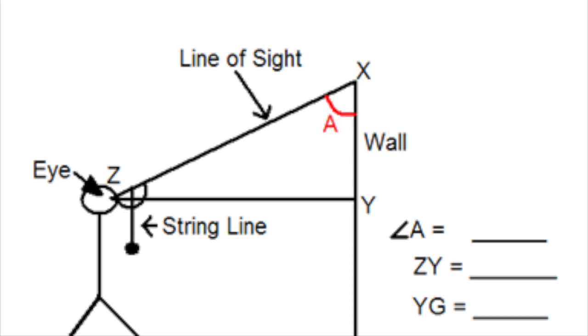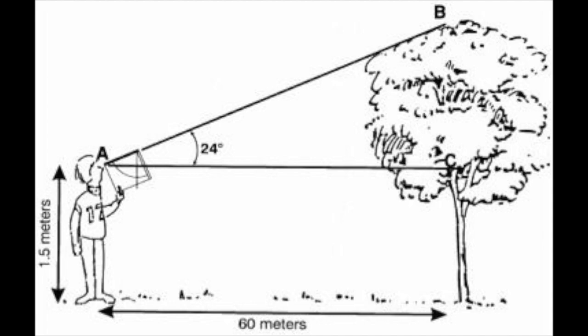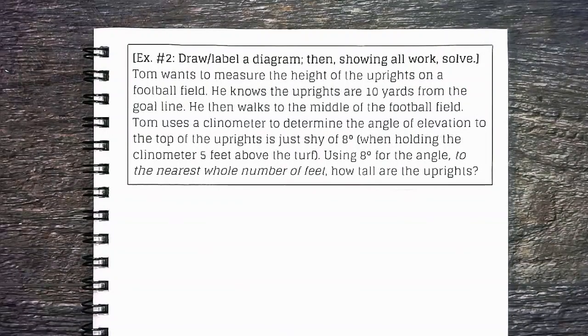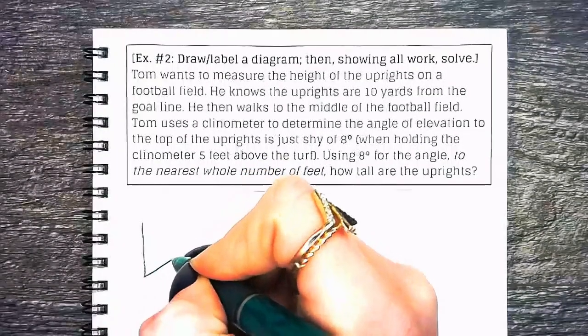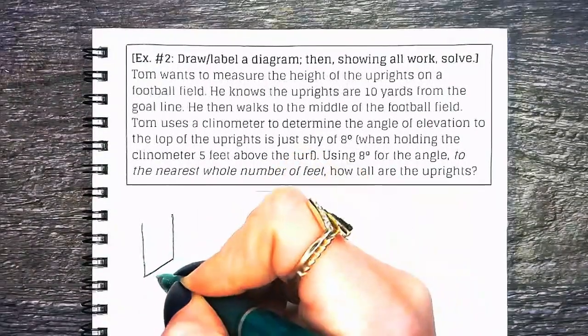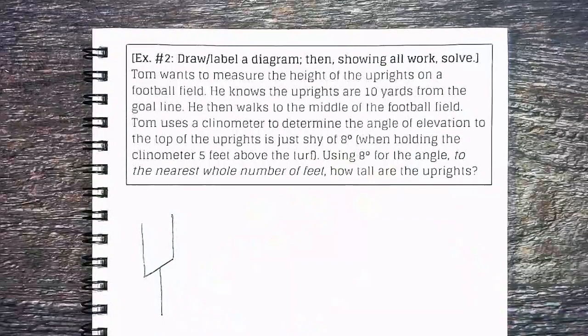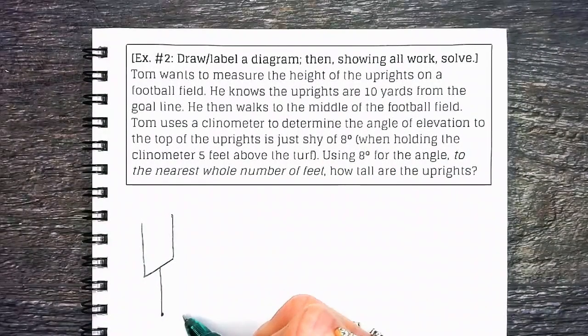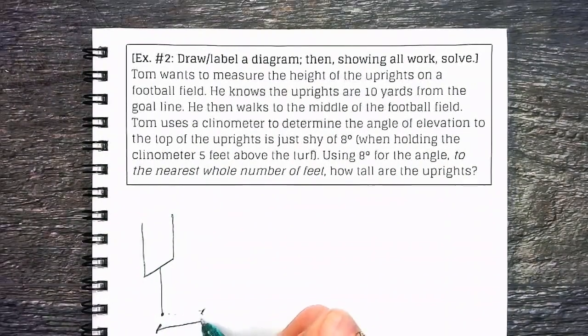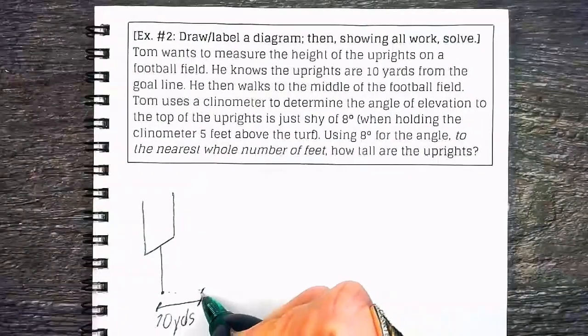If you ever come across a word problem and you're not entirely sure what everything means because you don't know all those details, look it up, okay? We have internet access. We are talented and smart human beings. So the uprights are where a football player will kick the field goal through. And that base of the uprights is 10 yards from the goal line.